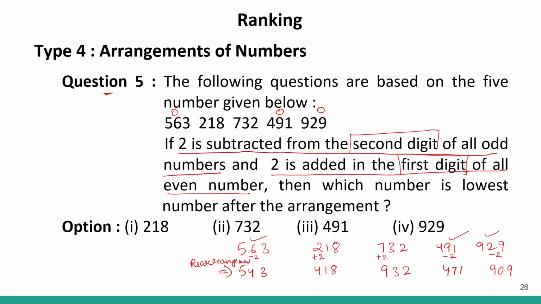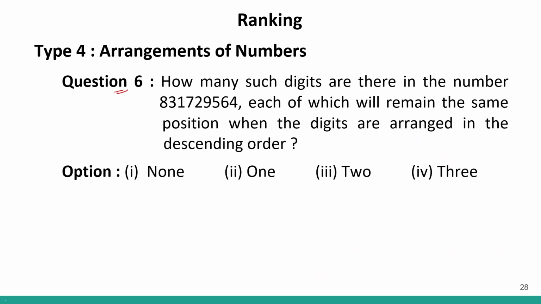Now we have to answer which number is the lowest number after the arrangement. The lowest number is definitely 418. Correct? The lowest number is 418 and 418 corresponds to 218. So basically, if we carry out operations on 218, we get 418. Therefore, the lowest number after the arrangement will be 218. This will become the lowest. Clear?